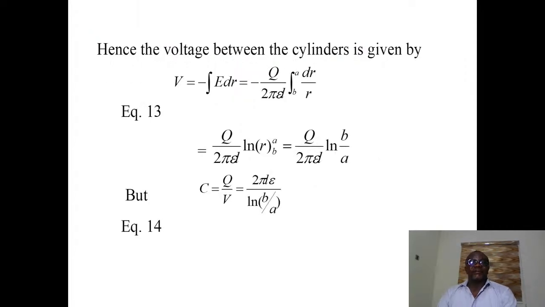So if you do that and do your small mathematics, you will arrive at equation 14, which says that C is equal to Q over V equals 2 pi L epsilon over the natural log of B over A, ln B over A.